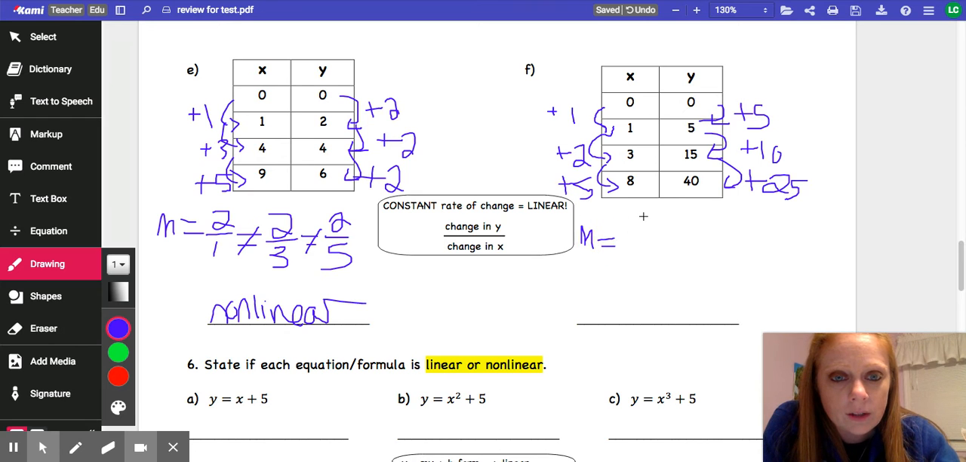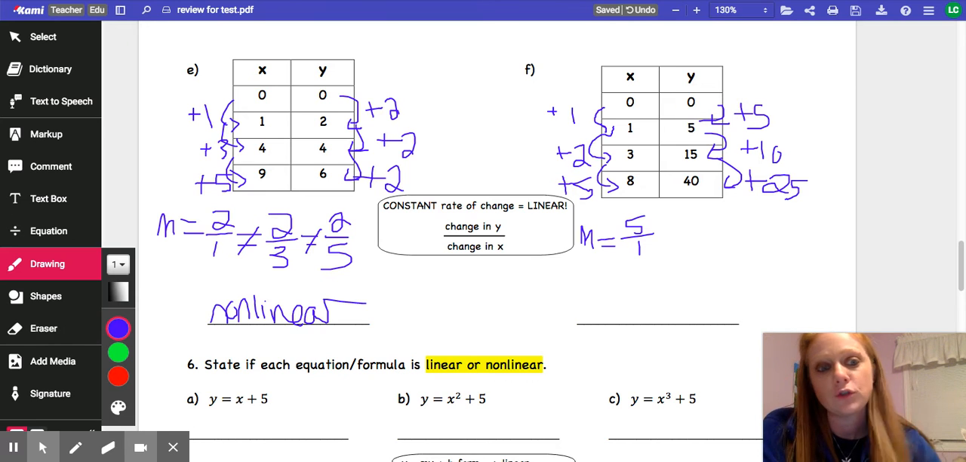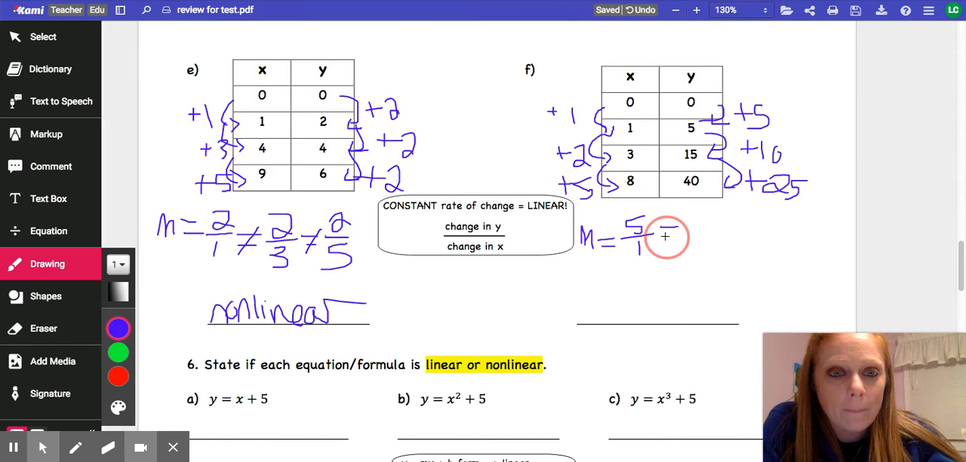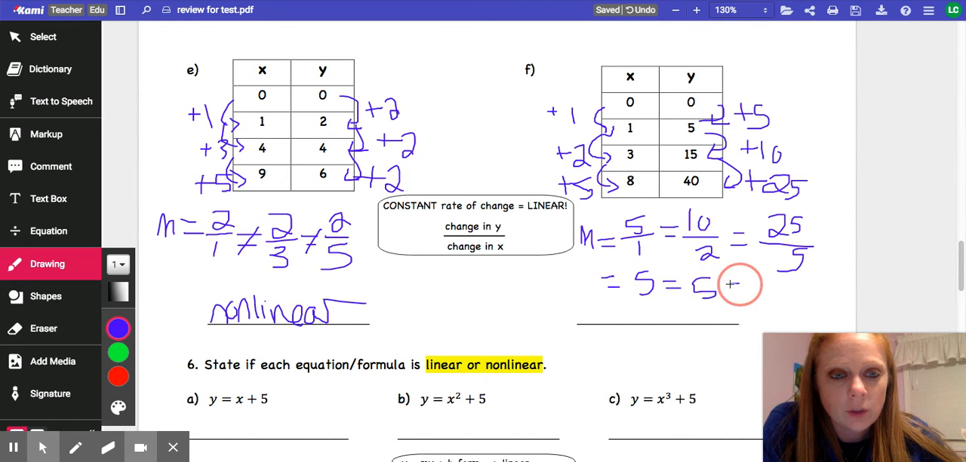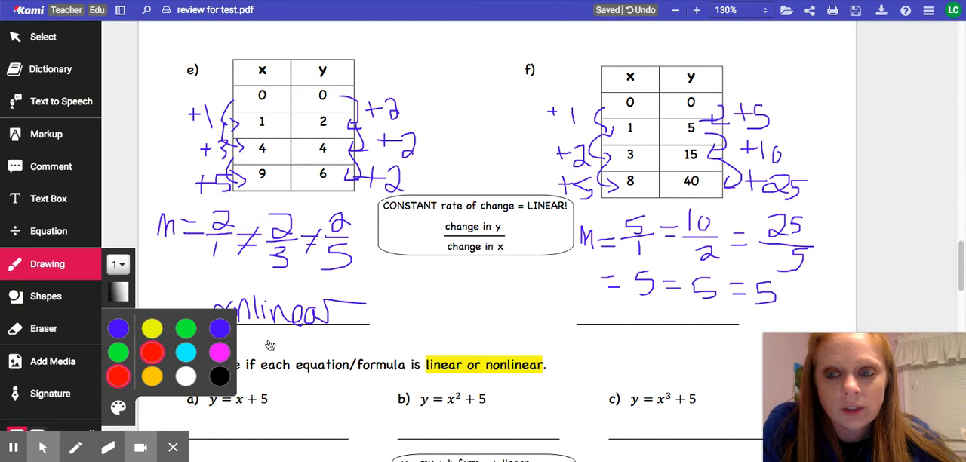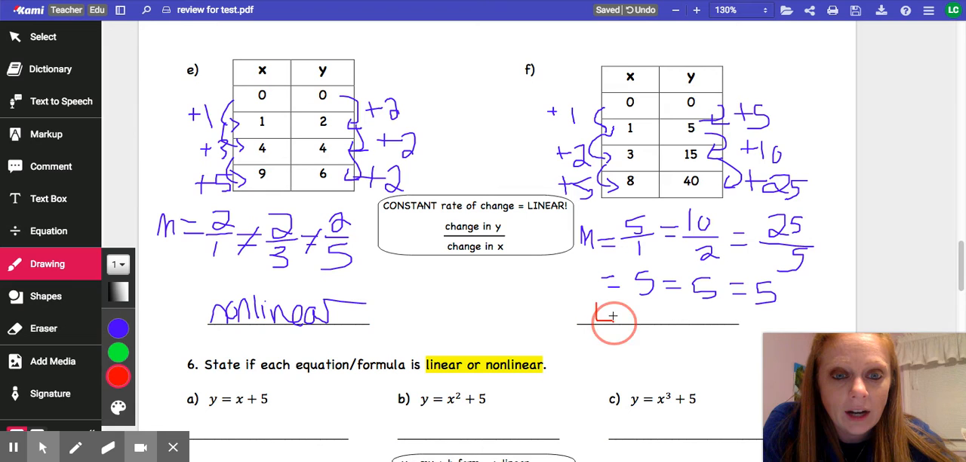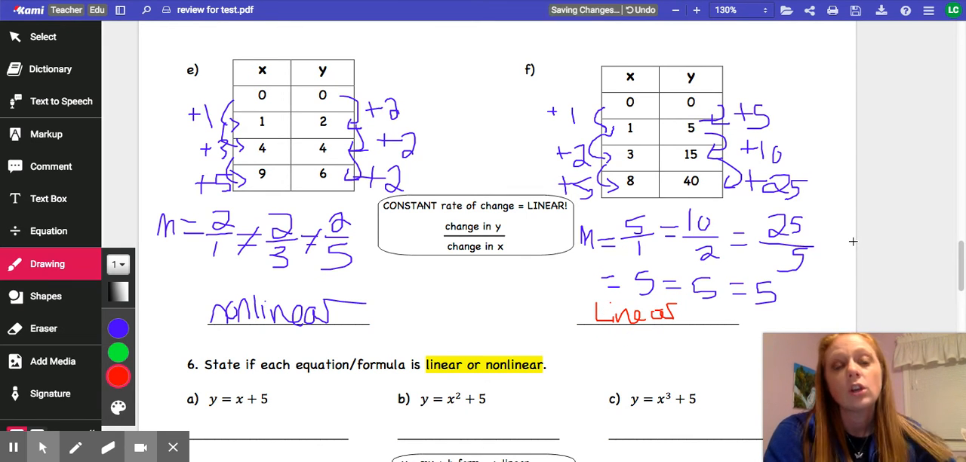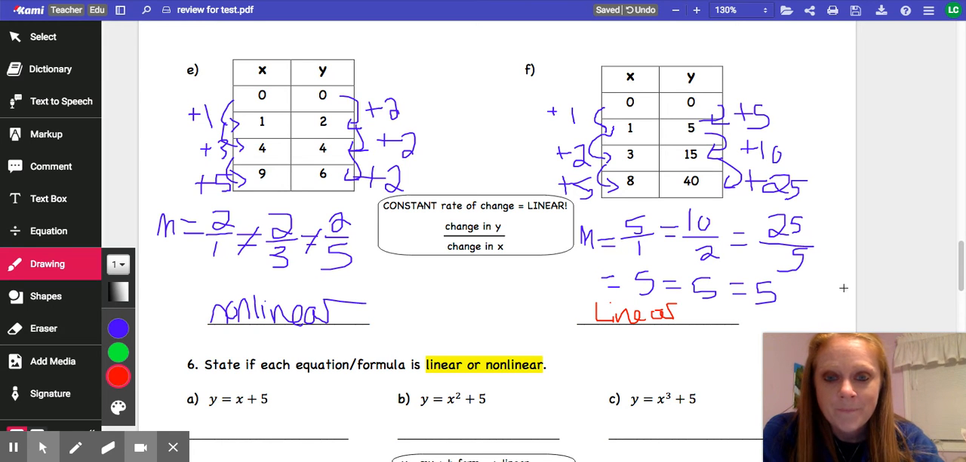So our slope is change in y over change in x. And again, when I say slope, it's the same thing as rate of change. So we have 5 over 1, then 10 over 2, and then 25 over 5. Let's see if these all simplify to the same rate of change. 5 over 1 is 5, 10 divided by 2 is 5, and 25 divided by 5 is 5. So since the rate of change is 5 the entire time in the table, this is linear. It does have a constant rate of change. So sometimes you actually have to simplify it to know that.